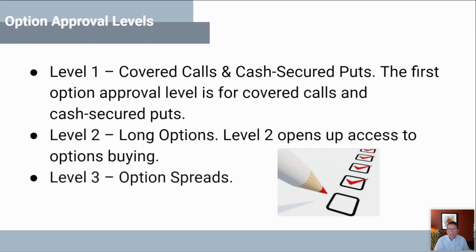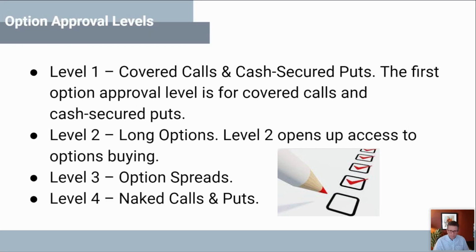Level 3 is for option spreads. A spread is when you buy or sell options at the same time and the two options are related to each other. For example, a vertical spread is when you buy a call option at one strike price and sell a call option at a different strike price. These types of options are in fact the ones that I usually trade.